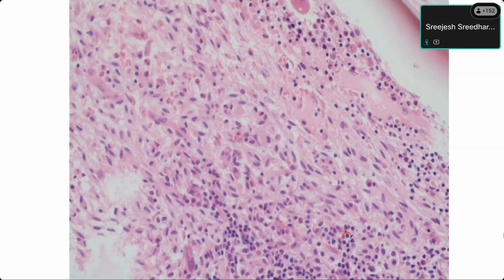These are not scanty. You can see the cytoplasm, right? This is the nucleus, and you have plenty of cytoplasm. This is very eosinophilic, much more eosinophilic. This is probably a plasma cell, eccentrically placed. But these are not eccentrically placed; they are spindle shaped cells, right?